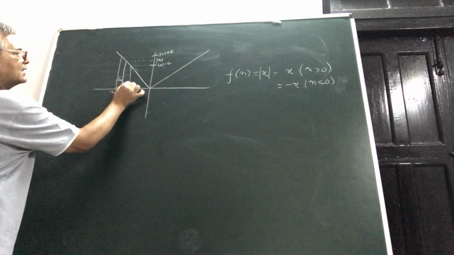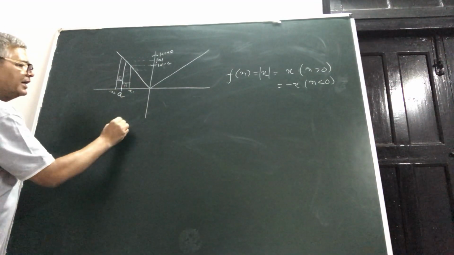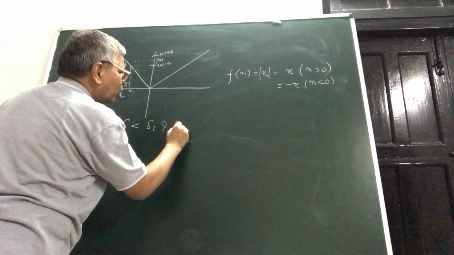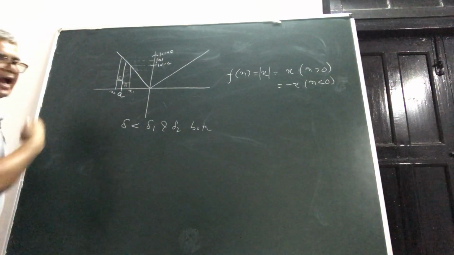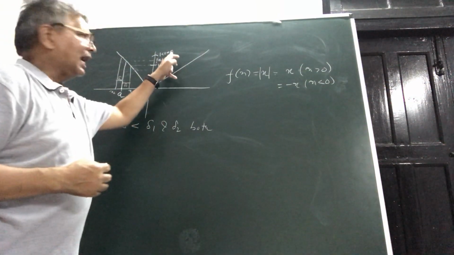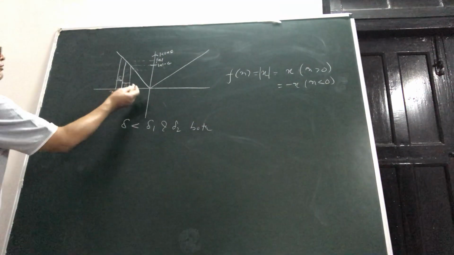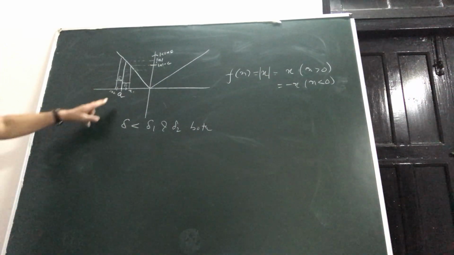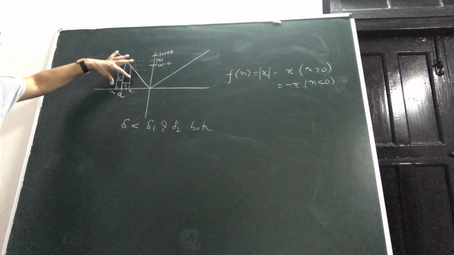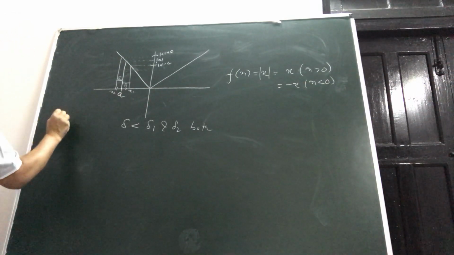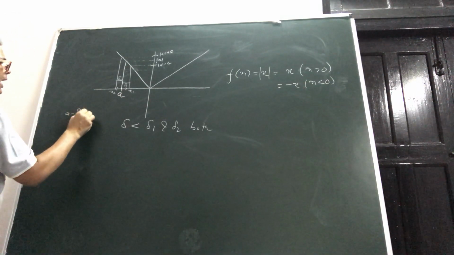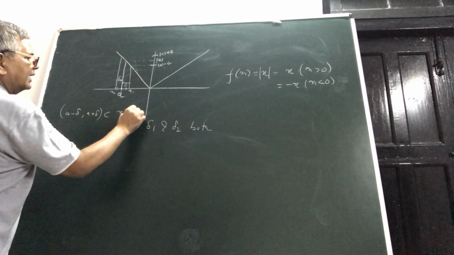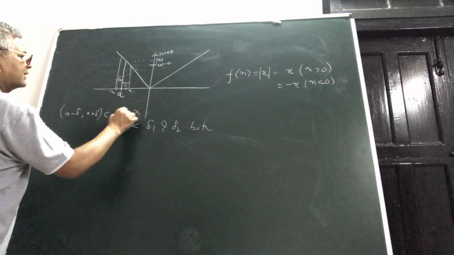And this is quite simple. If this is delta 1 and this is delta 2, you take delta to be any number which is less than both delta 1 and delta 2. And this will be your required delta for the given epsilon. Because now this neighborhood of A, that is A minus delta, A plus delta, will be a subset of the interval between x2 and x1.